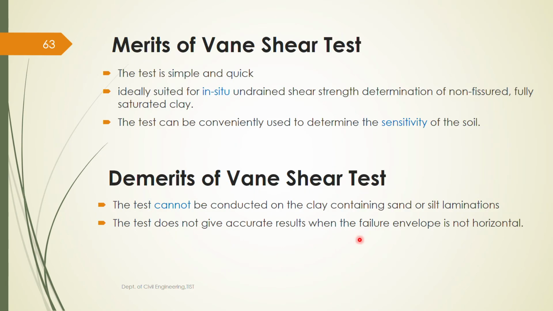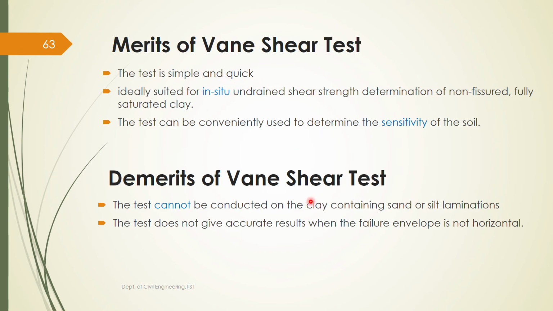Now, what are the merits and demerits of the vane shear test? This is a very simple and quick test, and it is suited for in situ undrained shear strength determination of non-fissured saturated clay. This test can also be used for finding the sensitivity of the soil. One important point to be remembered is that this can be done in the field also.